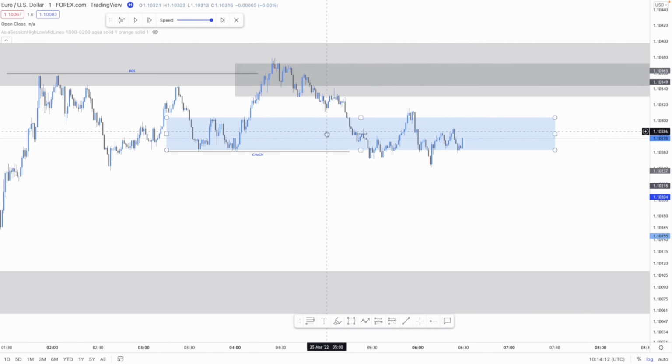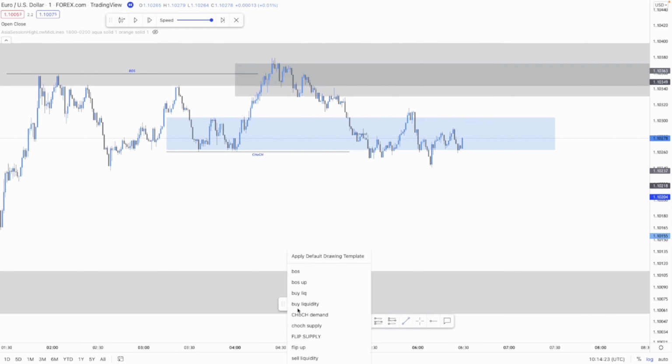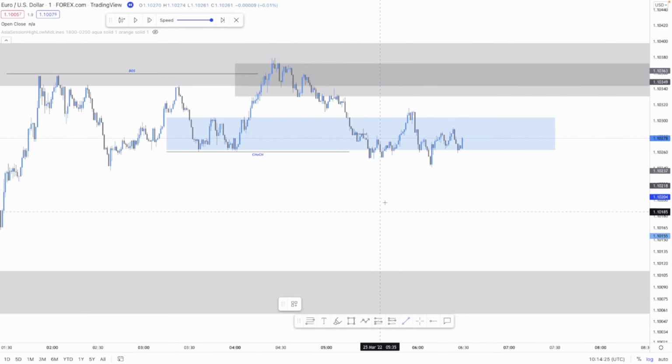So for me, my 1-minute change of character here would have been this demand zone here that put in this recent high, filling more than 50% of this move down, left this supply zone here with imbalance below it, okay? Now, if we mark the change of character, this is where I would get my entry from. So this is the 1 minute change of character.